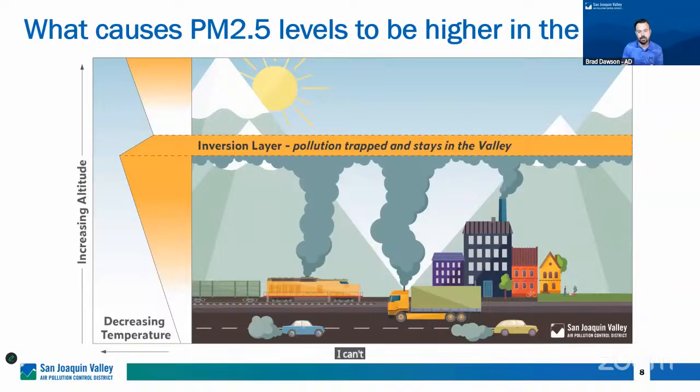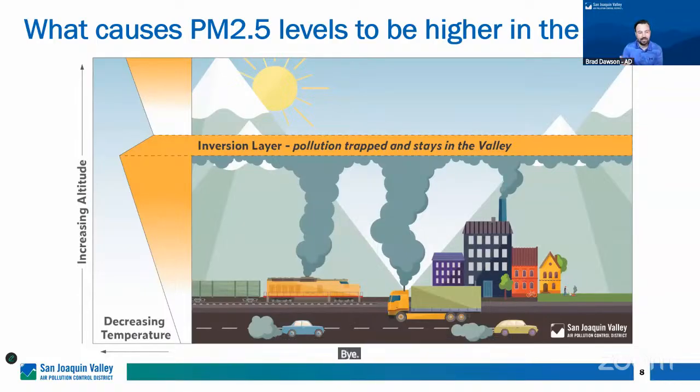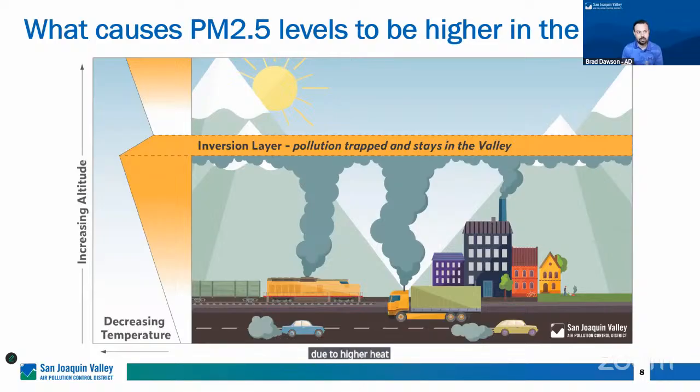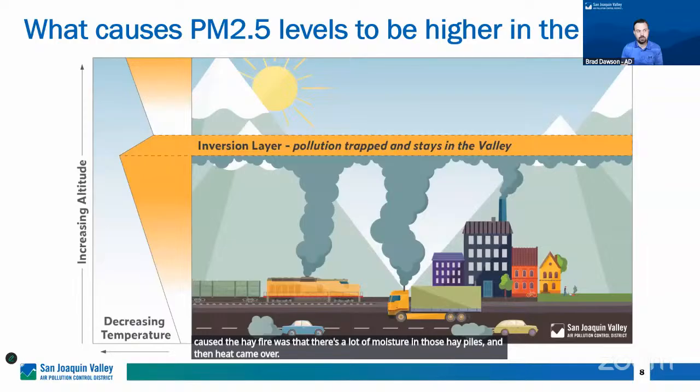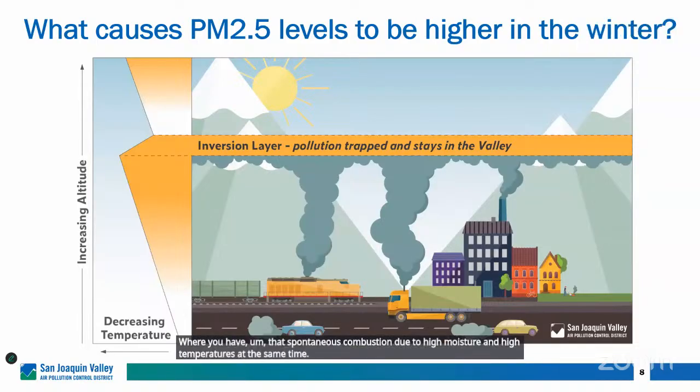I can't really speak too much on that because I'm not an atmospheric scientist. That's another team that gave me all these words to say today. But yes, there could be a localized phenomenon where you have a lot of evaporation from highly moist soils due to higher heat. Actually, that's what caused the hay fire: there's a lot of moisture in those hay piles, and then heat came over and it created spontaneous combustion. It sometimes happens in agricultural communities where you have spontaneous combustion due to high moisture and high temperatures at the same time.